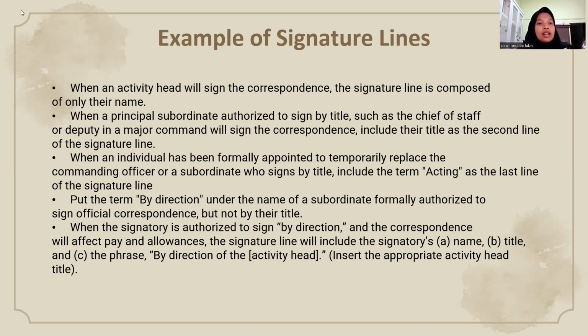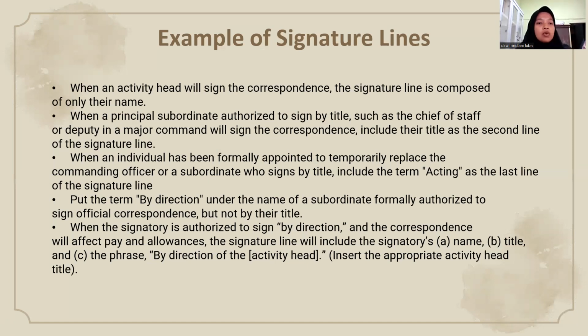Number 3 is when an individual has been formally appointed to temporarily replace the commanding officer or a subordinate who signs by title. Include the term acting as the last line of the signature line. Example: signature, the next is the name, next deputy, and the last is acting. Number 4 is to put the term by direction under the name of a subordinate formally authorized to sign official correspondence, but not by their title. Example: signature, the next is the name, the last is by direction.